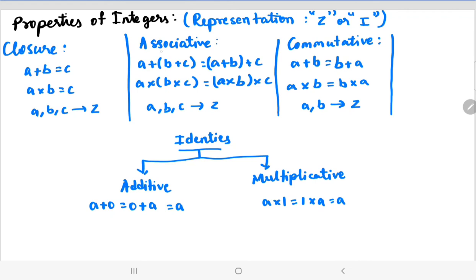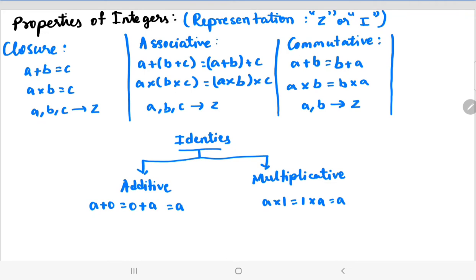Coming to the second property, we have associative property. According to this property, A plus B plus C is equal to A plus B plus C. This is how we write this property. And also A into B into C is equal to A into B into C. And this associative property under integers is only possible when all A, B, C belong to integers. Z here represents the integers.